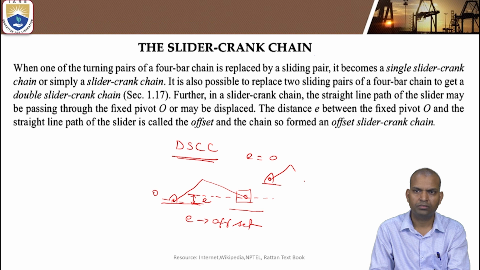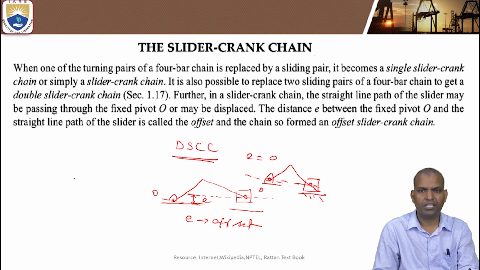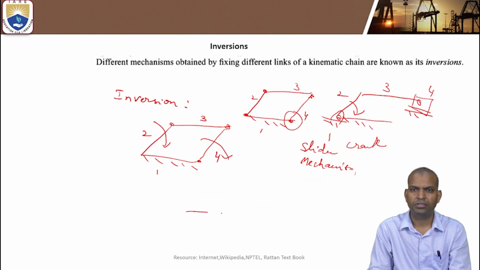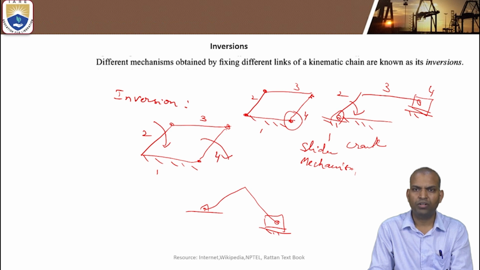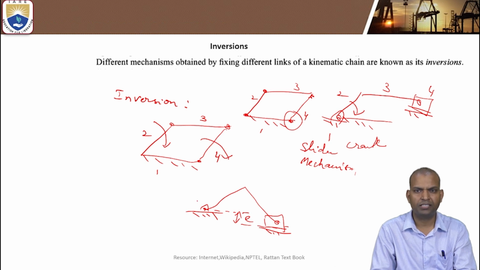If E is 0, that means both are on the same line. The pivot center is coincident with the line of path of the slider. Thus, we can see what is zero offset and what is offset. This is the positive offset. It is above, that is the positive value. Zero offset means they are on the same line. Then a negative offset: this is the line of path, this is E, this is negative offset. So there will be positive offset, negative offset and zero offset. These three are the concepts. If you understand these concepts, we can better understand what is inversion of a kinematic chain.